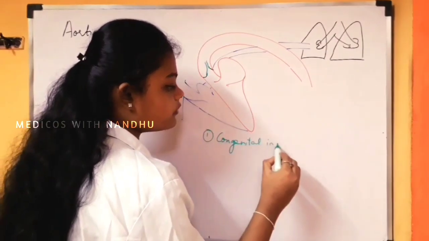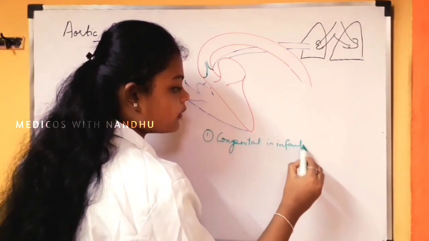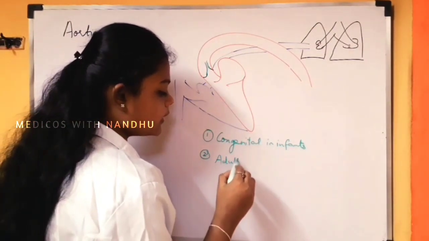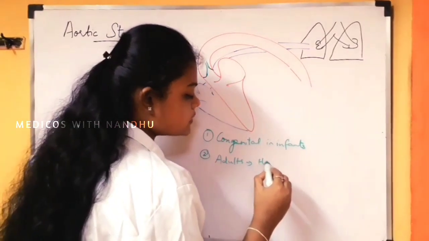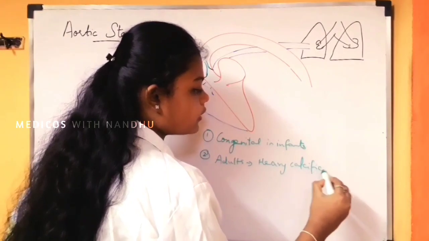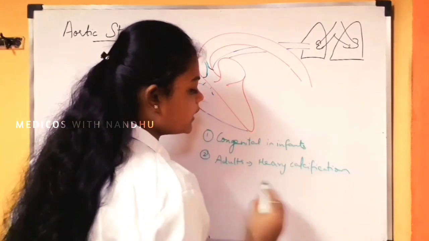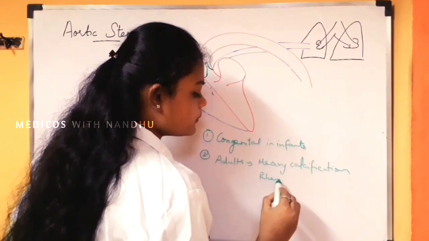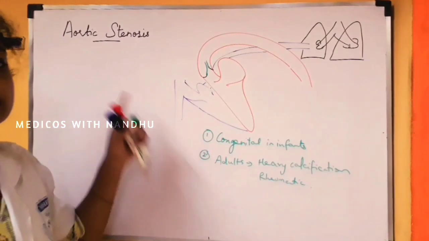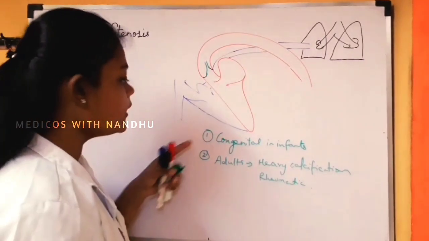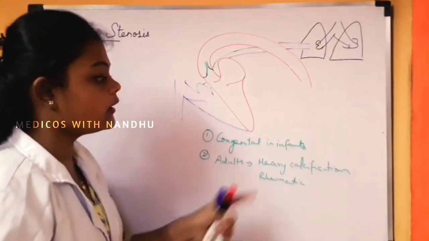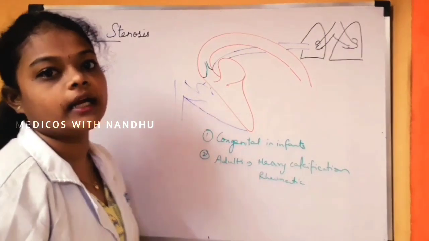It is normally caused, first, by a congenital defect in infants, and in adults it is caused by heavy calcification, and it is also caused by rheumatic heart disease. So aortic stenosis is caused by congenital defects in infants, and in adults by heavy calcification and rheumatic heart disease.